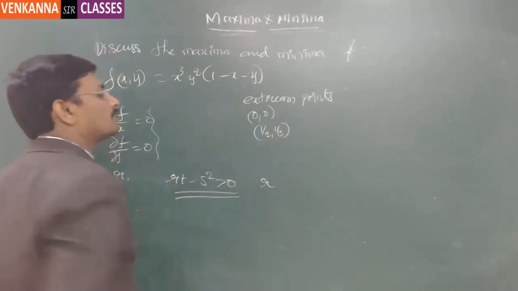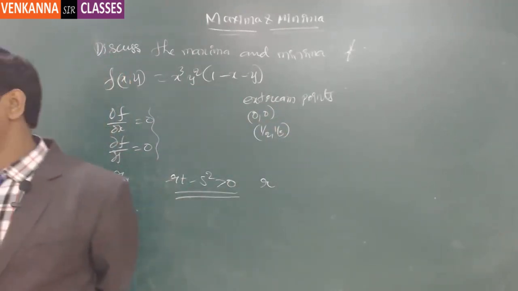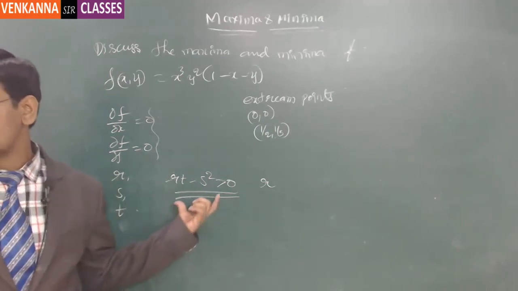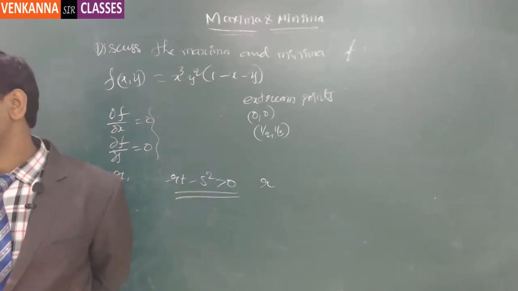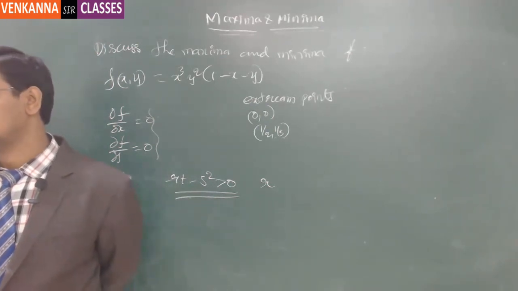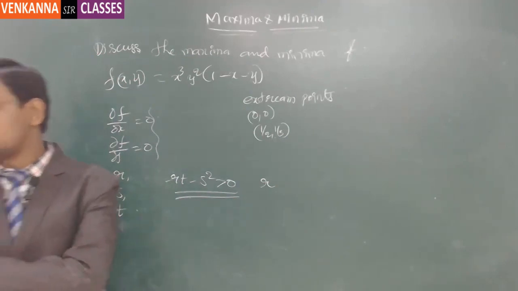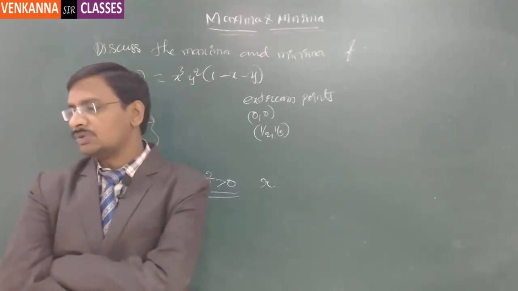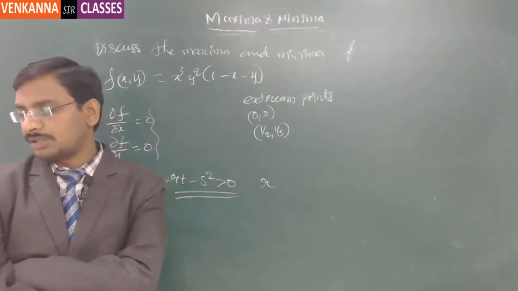Now at 1 by 2, 1 by 3, first you check it. So are you getting the maximum value or minimum value? For that, rt minus s square should be greater than 0. First you assure this, then the r value. So r value is positive or negative? It is negative. R value is negative and rt minus s square is positive. So you can get maximum value at 1 by 2, 1 by 3.